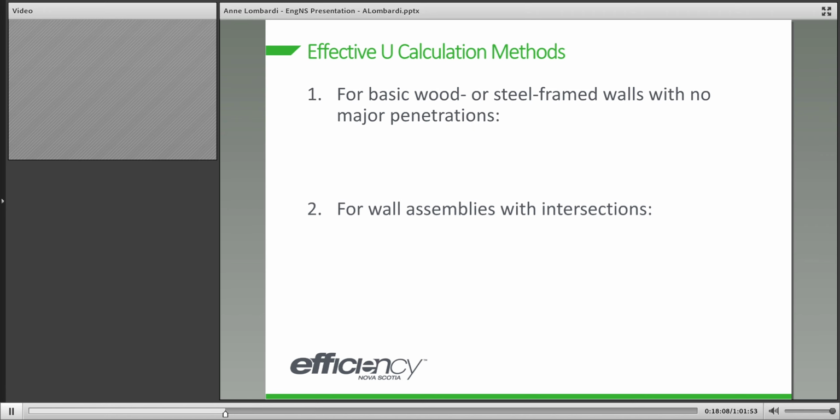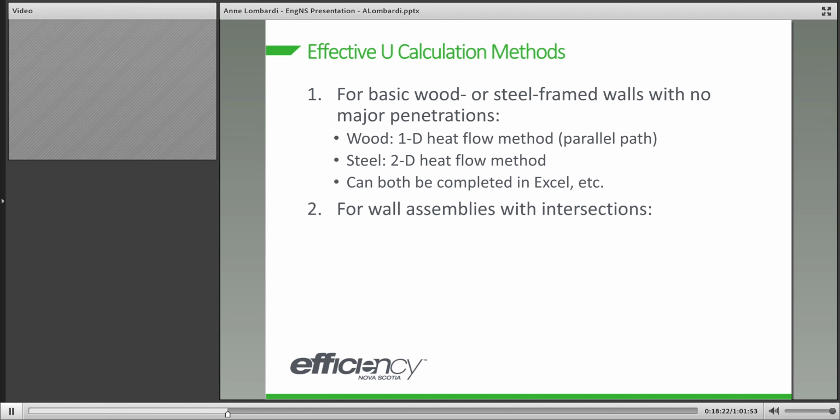So, methods to calculate these. If we have walls that are a basic wood or steel framed wall and there are no major penetrations, even in NECB 2017, we can use the general calculation methods. For wood framed, we use a one-dimensional heat flow method known as parallel path. For steel, we use a 2D heat flow method. Both of these are equation based, and so they can be completed in Excel or your calculation software of choice.